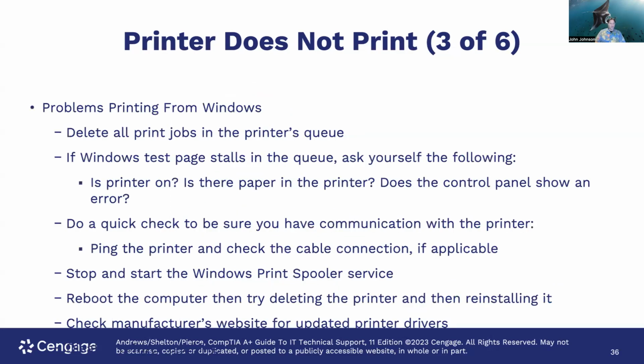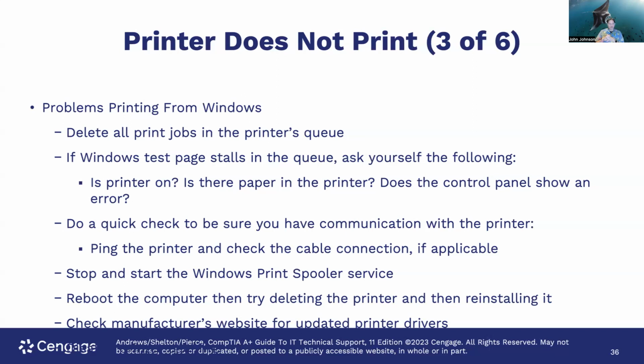So problems printing from Windows. First of all, you can try deleting all print jobs in the printer's queue. I've done this a lot. You go into the print queue, you pause it, then you cancel your jobs, then you try restarting it. If the Windows test page stalls in the queue, ask yourself the following: is the printer on? That's a no-brainer. Is there paper in the printer? That's one we can easily overlook. Does the control panel show an error? Always remember to look on your control panel and see if you've got errors coming up. Sometimes you'll get warnings, and those warnings won't stop the printing, but sometimes you've got actual errors that will bring things to a halt.